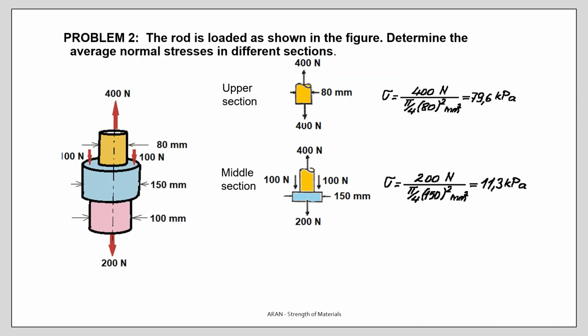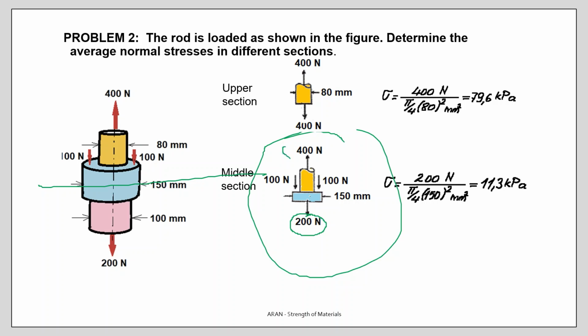Region blue, you cut here, and here you have 200. How do you find this 200? This is your free body diagram. 400 in this direction, 100, 100, and 200 must be in that direction. So 200, now you have a new diameter, and this is your new stress.